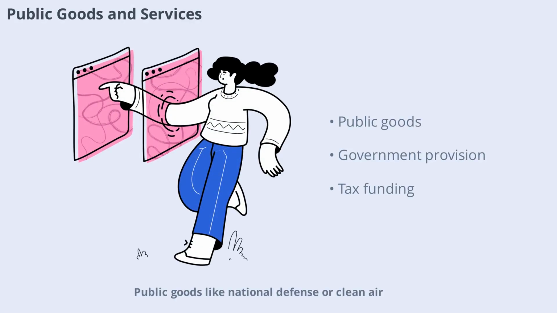Public goods like national defense or clean air are often underprovided in market economies because they're hard to sell for profit. Governments step in to provide these goods, using taxes to fund them. In command economies, the government directly provides most public goods and services as part of the central plan.